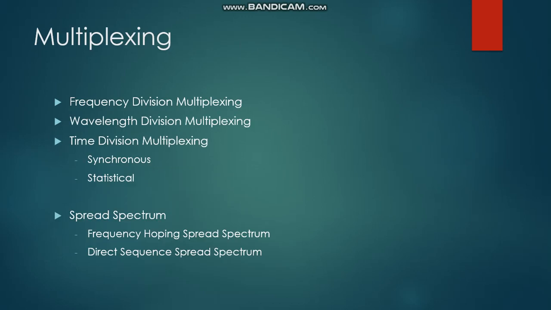Multiplexing. Multiplexing is when multiple signals are combined together and travel simultaneously in one link. There are three multiplexing methods: FDM, WDM, and TDM.